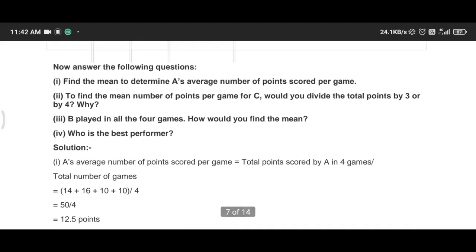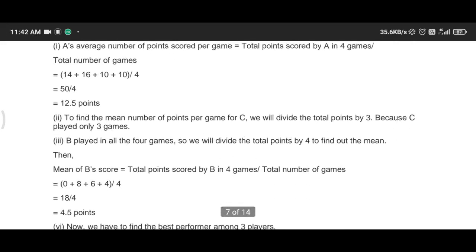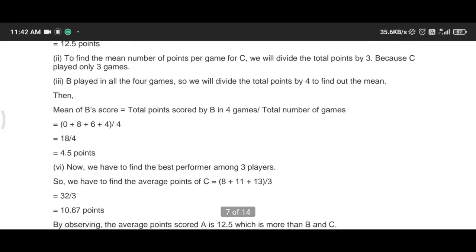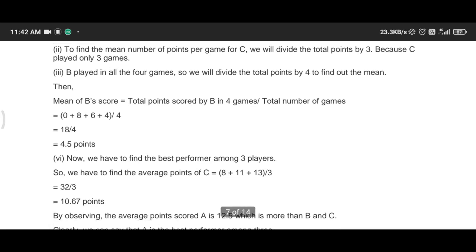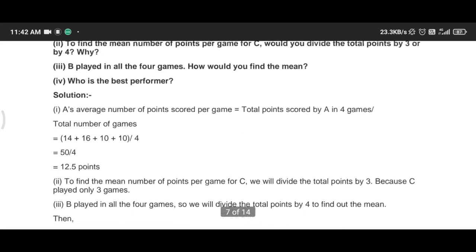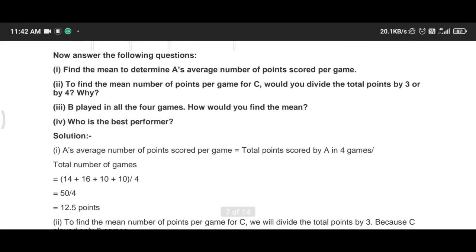Now third question, B played in all the 4 games. How would you find the mean? So in all the 4 games he has played, so we will add all the scores of the total 4 games and divide by 4. So 0, 8, 6, 4 and divided by 4. It is 18 divided by 4. Our answer is 4.5. Now in question number 4, who is the best performer?